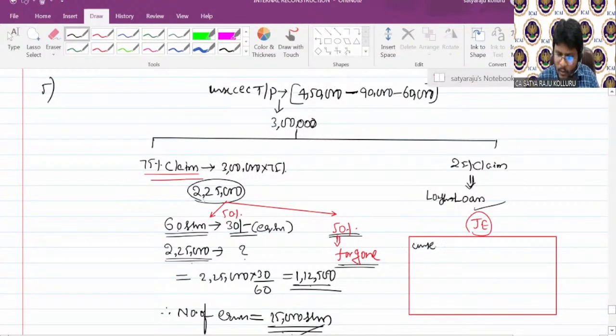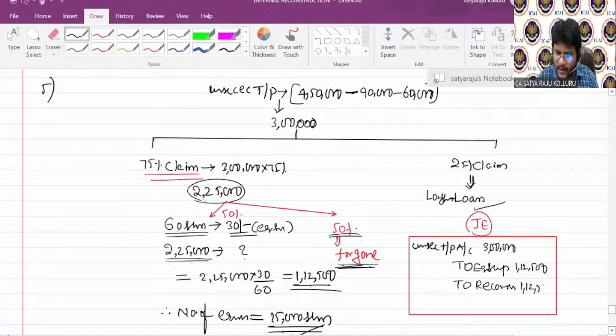Unsecured trade payable account debit. So you can cancel the remaining entire amount, which is 3 lakhs. To equity share capital, you are issuing equity shares for 1,12,500. Remaining 1,12,500 foregone to reconstruction account, which is 1,12,500. 25% of the claim is converted into a loan, to loan account. How much is 25%? 75,000. Am I right? So this is the journal entry.